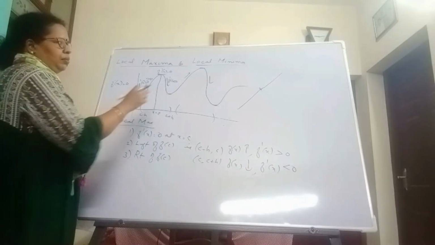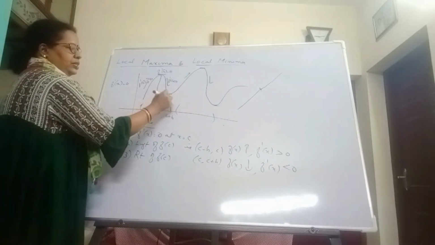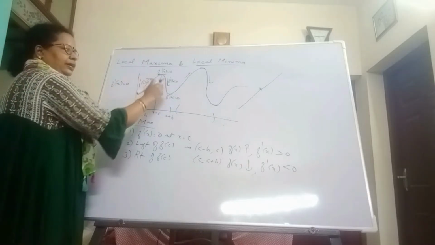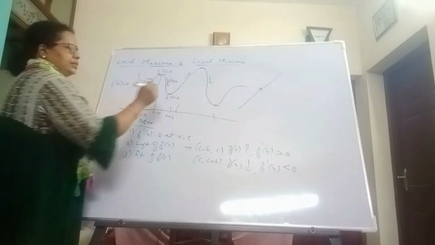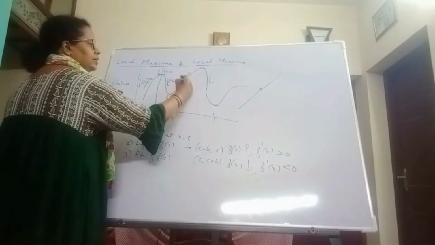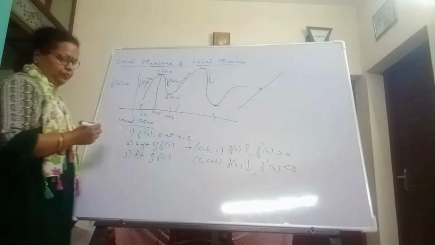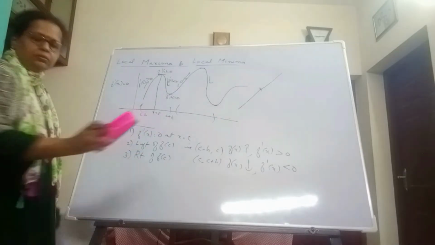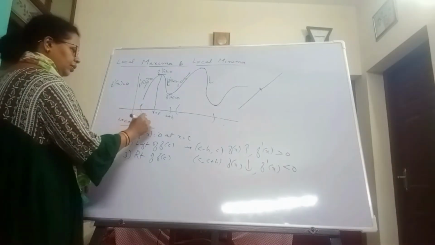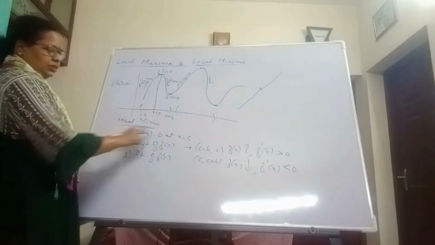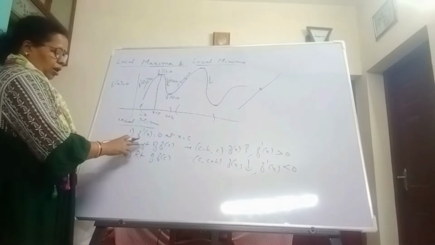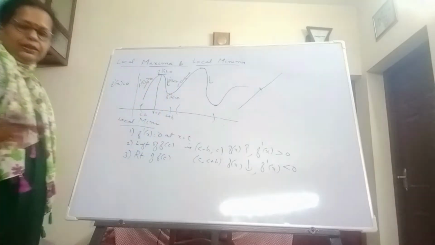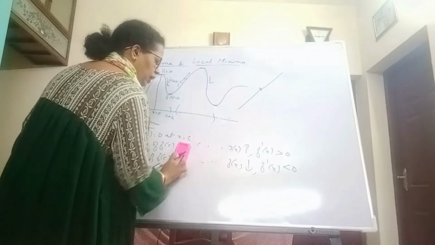Similarly, for local minima, what should be the conditions? F dash x equal to 0. It is a condition. Then, on the left side, it is decreasing, means f dash x less than 0. On the right side, it is increasing, so f dash x greater than 0. For local minima, what are the changes we have to make? First is same, f dash x equal to 0. On the left of f of c, means this part, what is it? It is decreasing. This part is changed.